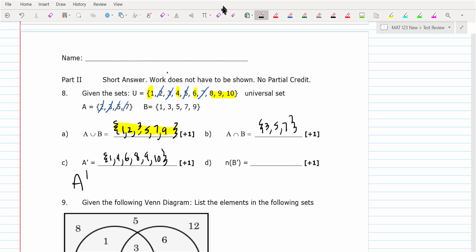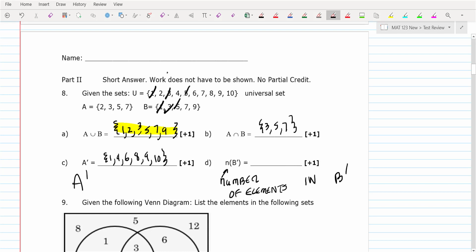Just have a strategy for keeping track of stuff. That's why I show you to highlight and scratch out like this. This one, what does that N tell you? Number of. So this is saying the number of elements. It's not asking for a set, it's asking for the number of elements in B complement. So what we've got to do is figure out what B complement is. I do the same thing. I'm going to mark out everything in the universe. So 3, I'm going to mark that out.